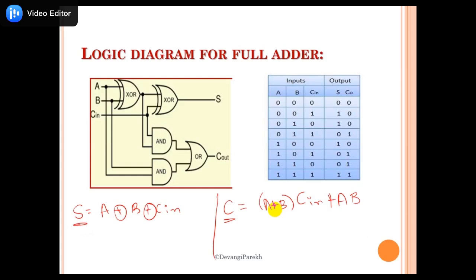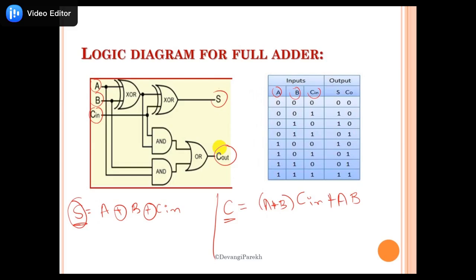To draw the logical diagram, we need to identify the inputs and outputs. So here three inputs are there, A, B and C. So I have written A, B and C. We have to produce two outputs. The first one is generated as sum and the second one is generated as C out.